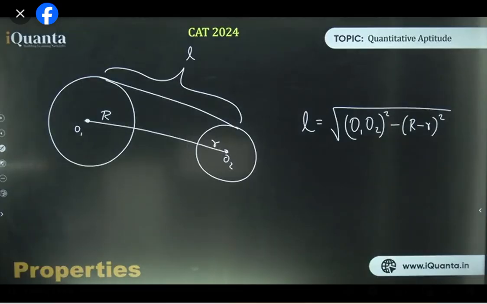What will be the value of O1O2? It will be given in the question, Harsh. O1O2 is the distance between the centers. It will be given in the question somehow.